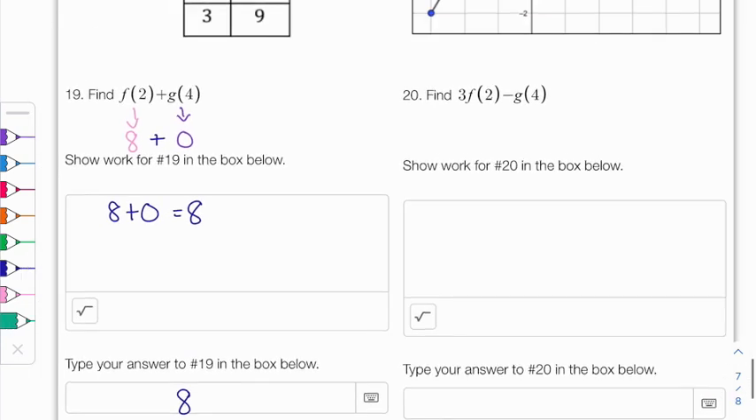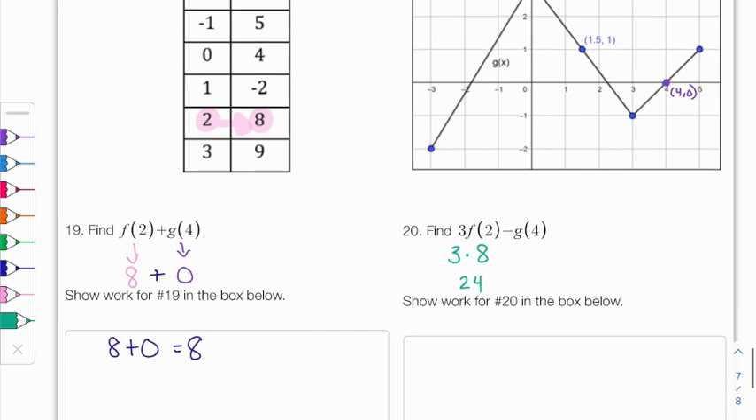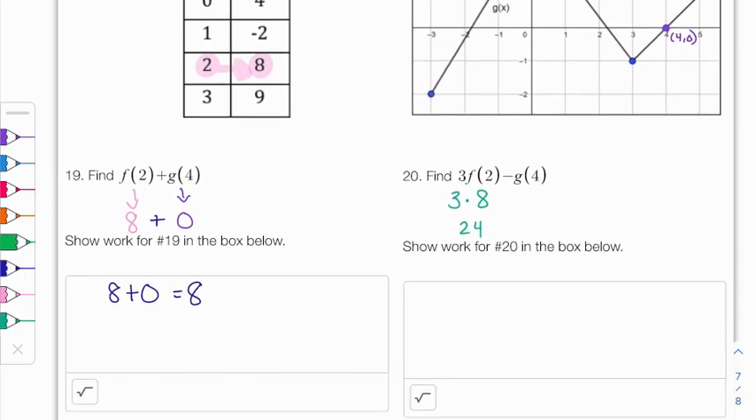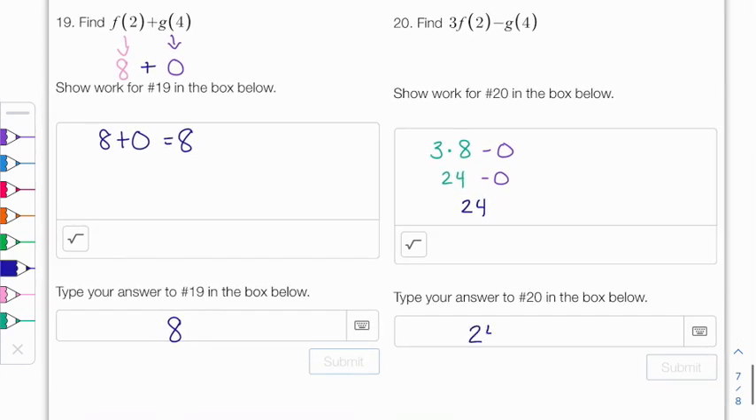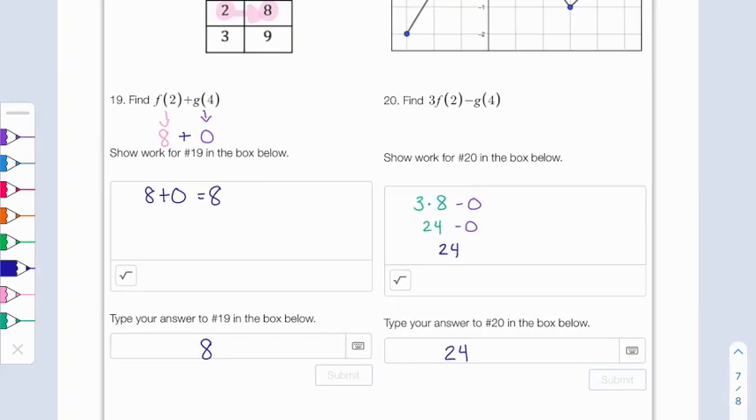Here it's asking 3 times f of 2. I know f of 2 from the previous one was 8. So 3 times 8 is 24. And then g of 4, I also knew was 0. Wow, they did not get creative with this problem. So it's going to be minus 0. So 24 minus 0 is just 24. Simple enough.